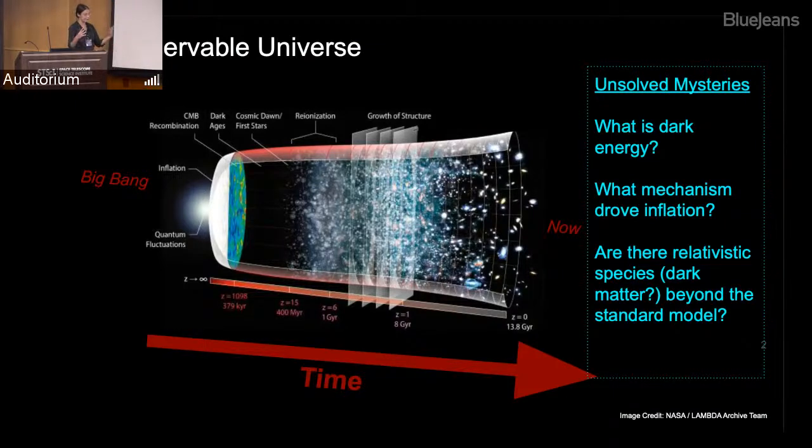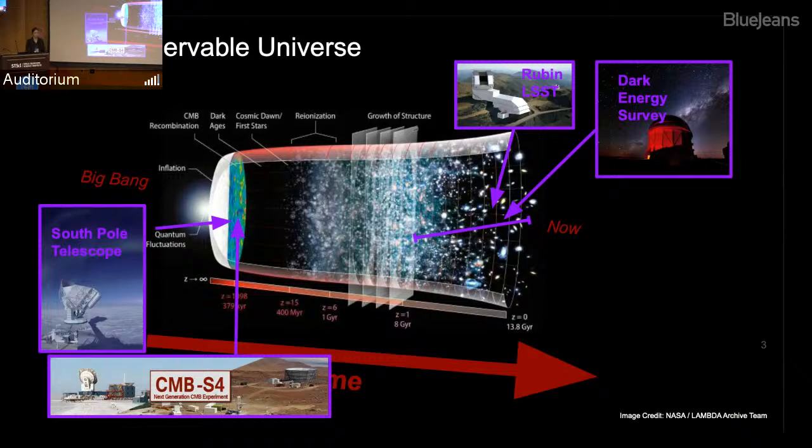And despite us having this rough outline of how our universe evolved over time, there are many unsolved mysteries that cosmologists like myself get kept up at night thinking about. For example, what is dark energy, this mysterious force driving the accelerating expansion of our universe? What mechanism drove inflation, this superluminal expansion event at the beginning of our universe that is outside of any physics we understand, but makes everything make sense about the structure that we see now? And are there relativistic species, perhaps dark matter candidates, beyond the standard model that we could probe by understanding cosmology better? There are many collaborations measuring different parts of cosmic history trying to answer these exact questions.